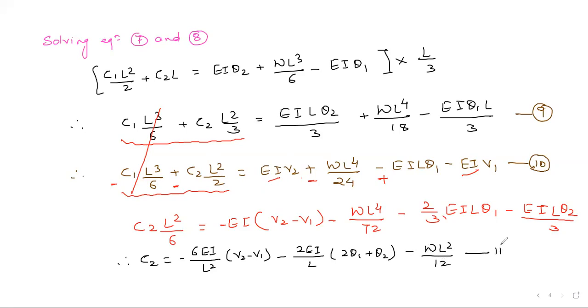So let us take this as equation number 11. After just converting these terms in terms of C2, L square by 6, I am transferring this side. From here I have taken this theta 1 and theta 2. So just 1 by 3 will be outside, right? So this will become 2 theta 1 and this will become theta 2. So minus outside, so it will become plus. So minus into minus minus, and again plus into minus minus. So everything is correct now. So we have got this C2 value.